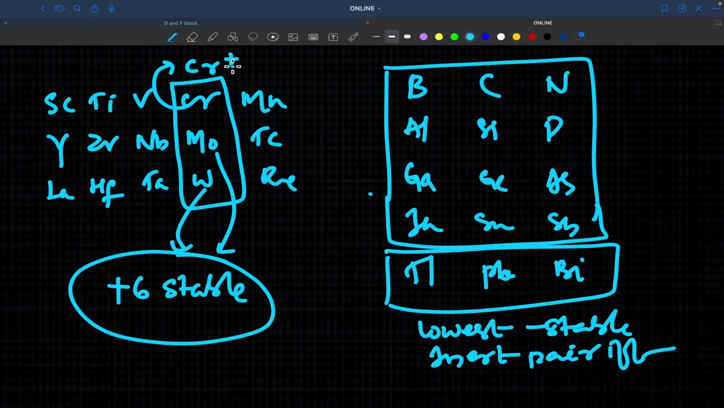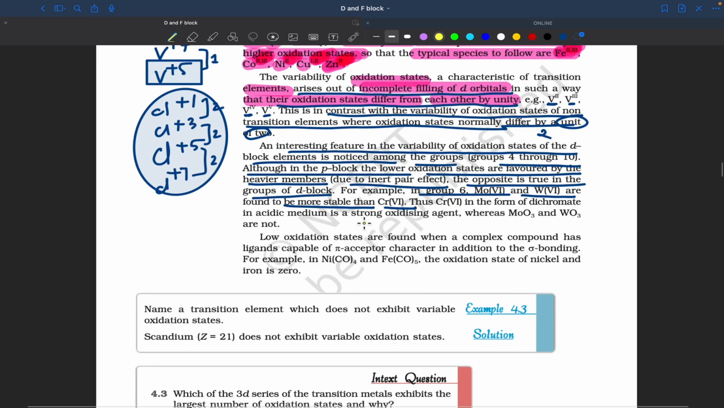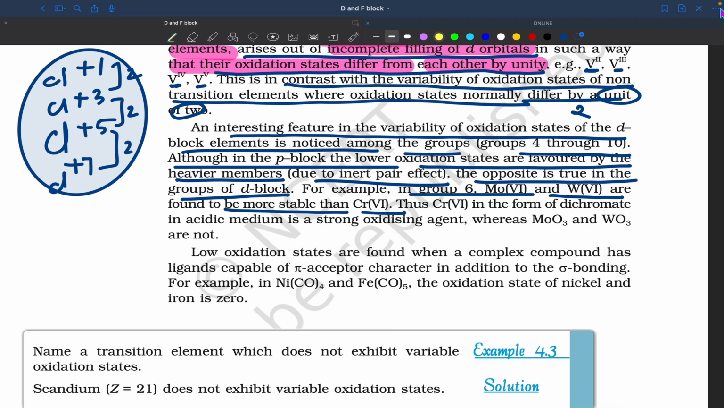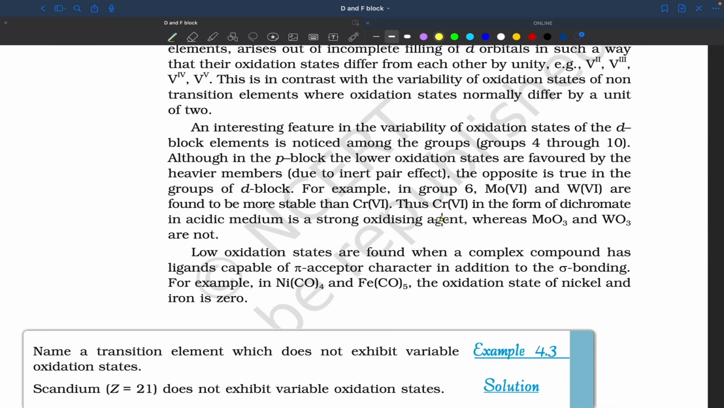Chromium +6 is unstable. Are you confused here? In the D block, lower elements show higher oxidation numbers, the most stable. In P block elements, lower oxidation numbers are stable. Right? So that's what he is talking about here. You can check here. The NCERT language is a bit like this, you should understand it. Although in P block, lower oxidation states are favored by heavier members due to inert pair effect.